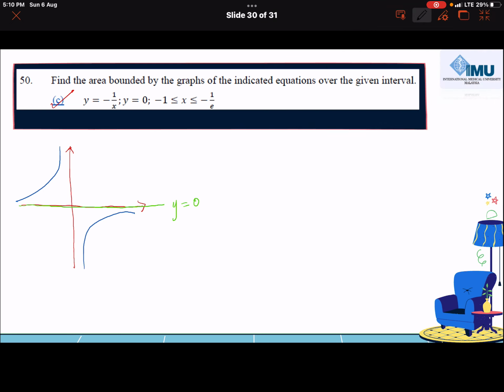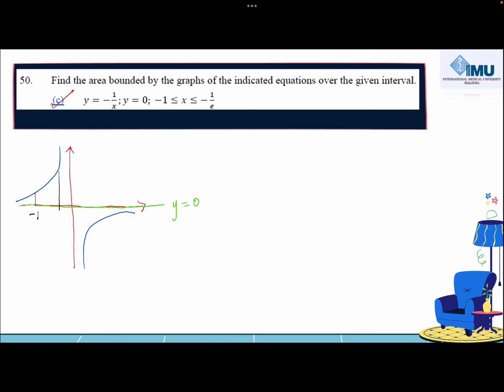You have x equals negative 1. Imagine negative 1 is here. How about negative 1 over e to the power of 1? Try to evaluate it by using your calculator. You will get the value of negative 0.3 something. So let's denote it here. Now you can see already where your shaded region is.